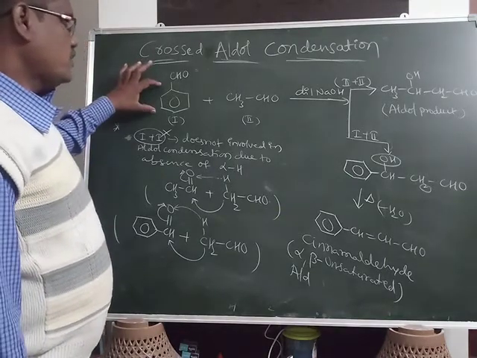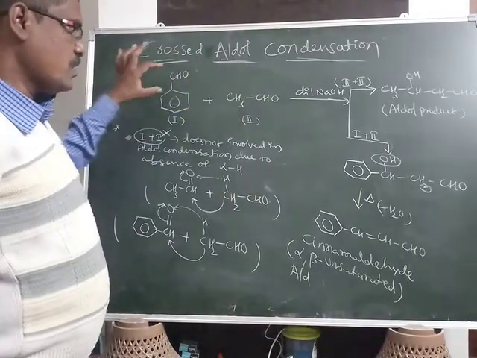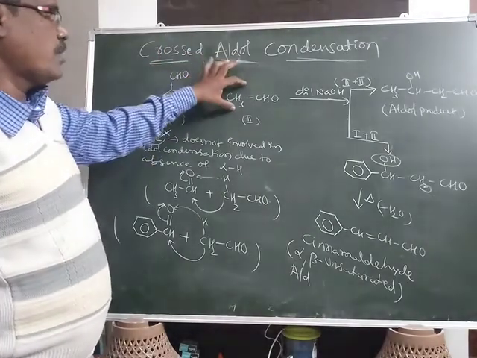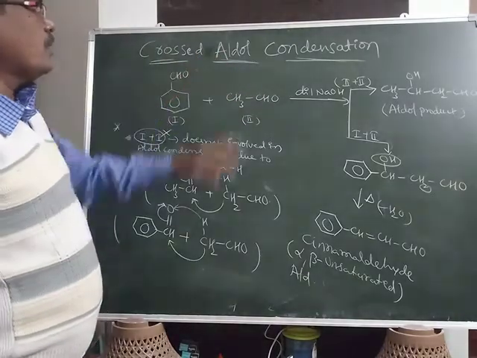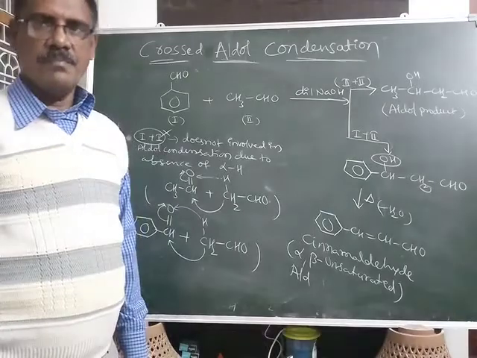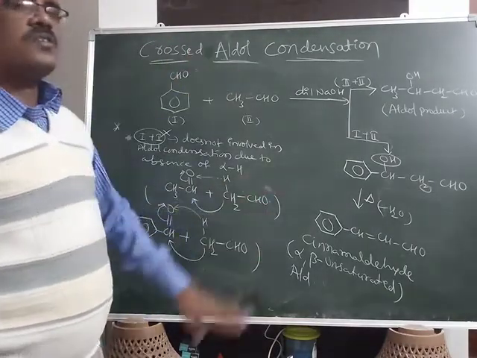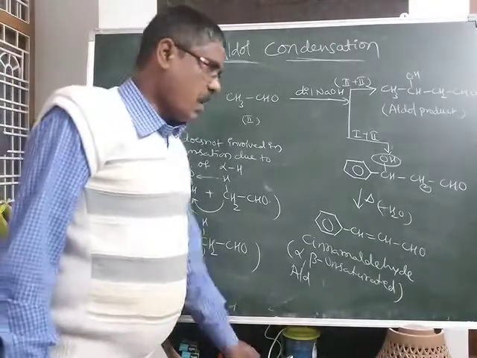The aldol condensation between two different aldehydes or two different ketones, or one molecule of aldehyde and another molecule of ketone, will obtain different products, and in the presence of dilute base like dilute NaOH or KOH is called crossed aldol condensation.